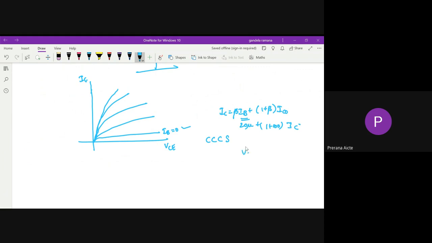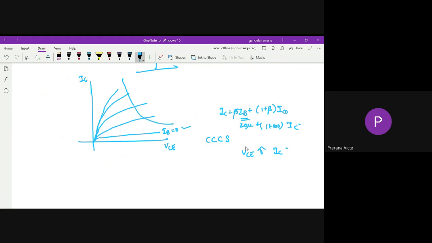So when VCE increases, what happens? IC slightly increases, because of the early effect the characteristics come like this. When we increase the reverse bias voltage, the depletion region increases into the lightly doped side. So as the VCE voltage increases, the base width decreases and IC increases. The power also increases, so that's why it operates only in the active region.